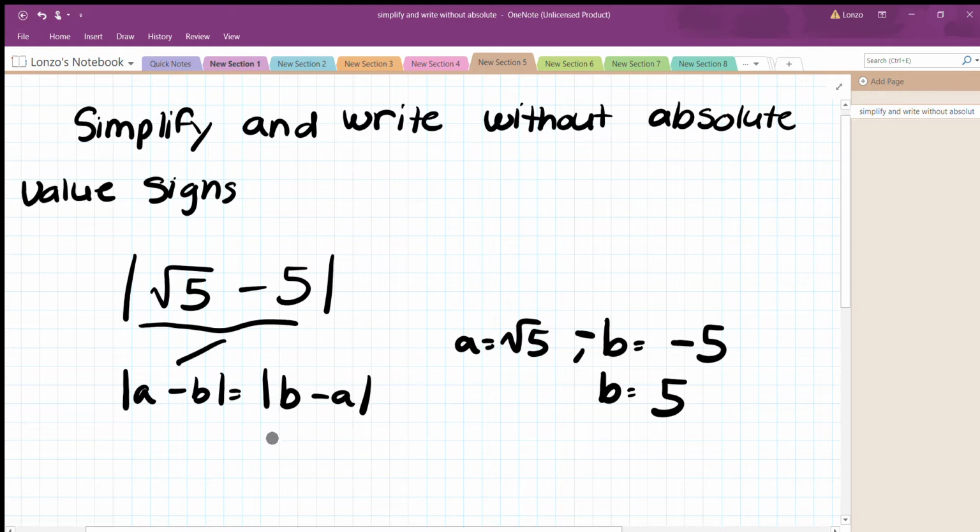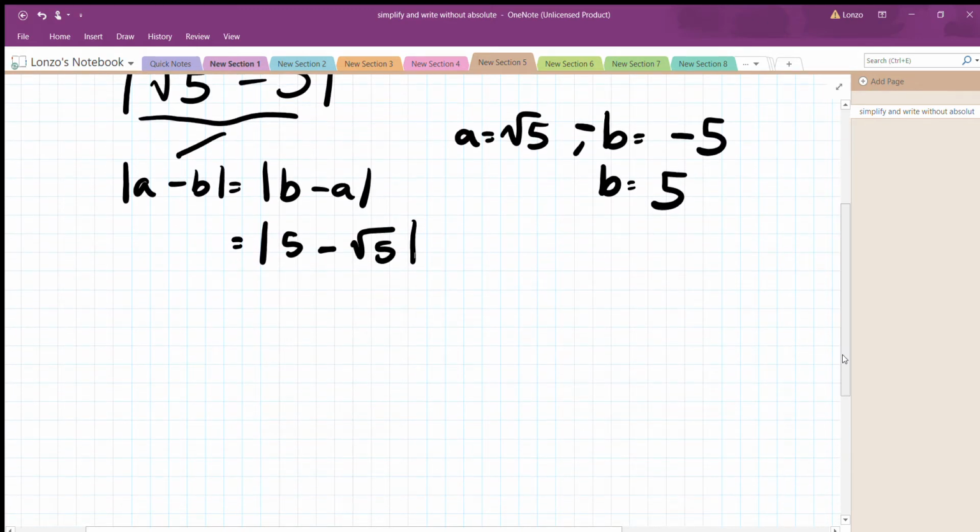So now we've got to put it in this form. We know our B, so it's going to be the absolute value of B, which is 5, minus the absolute value of A, which is square root of 5. When you simplify that, what is the absolute value of this? It's just 5 minus square root of 5. That is your final answer.